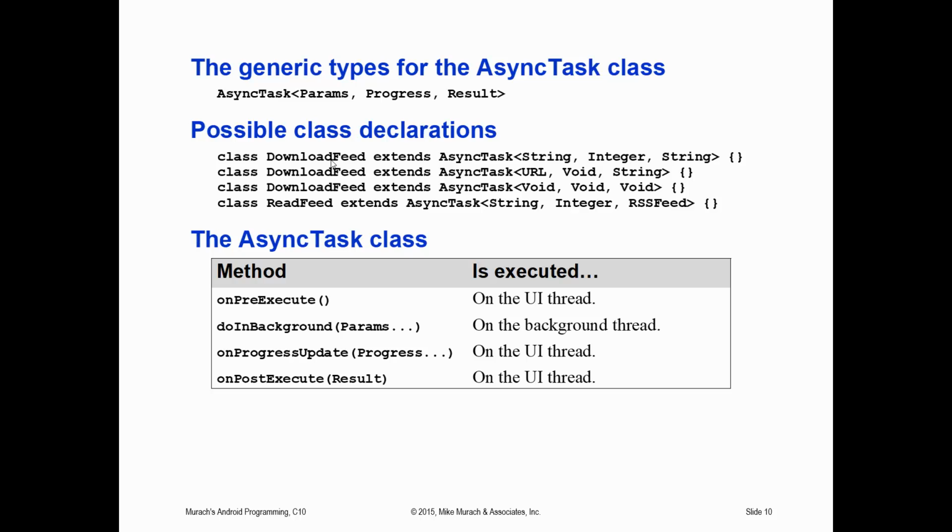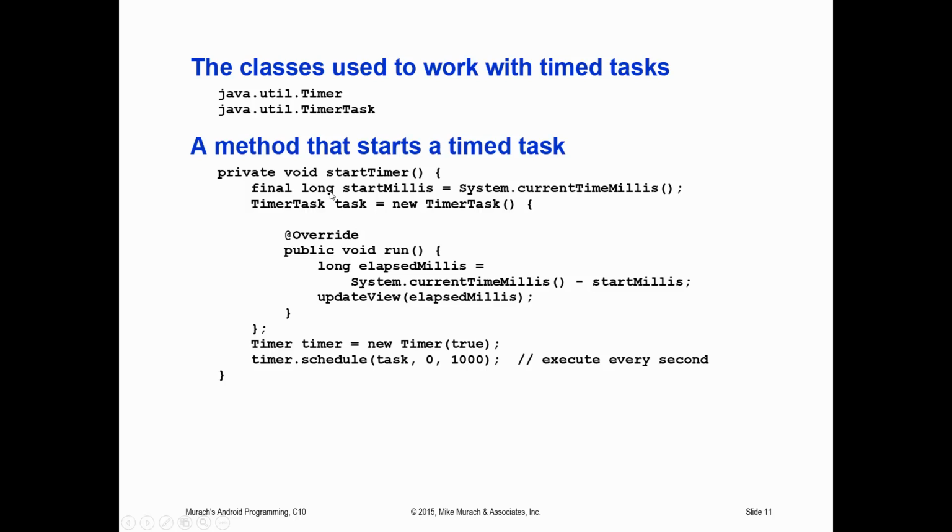The other three methods that you see, the pre-execute, the on-progress update, and the on-post execute, they all execute in the UI thread. So you can use them to update the user interface. So this async class provides a fairly intuitive way, at least, to perform a background task and publish results on the UI thread. Now, this has to work with timing.